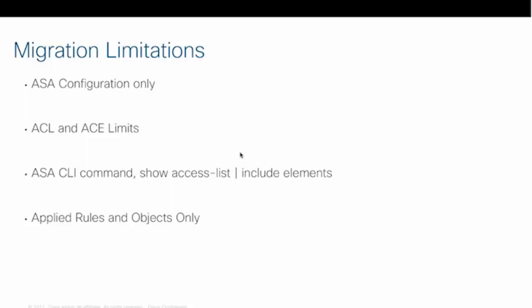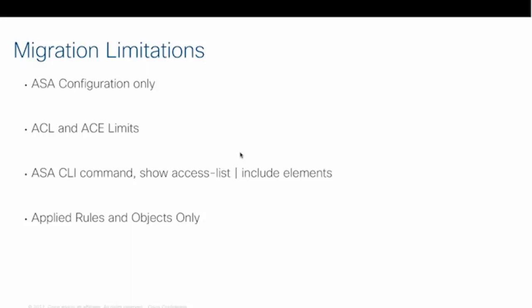Also, the migration tool has a limitation for the number of access control elements it can convert. The migration tool will support up to 2 million access control elements. If the ASA configuration file contains more access control elements than this, then the migration tool will fail to convert them, and it can lead to a migration failure. You can run the command show access-list | include elements on the ASA CLI to see the access control elements associated with an access control rule. But it is always better to check the total sum of access control elements in the ASA configuration file rather than checking individual access control rules.